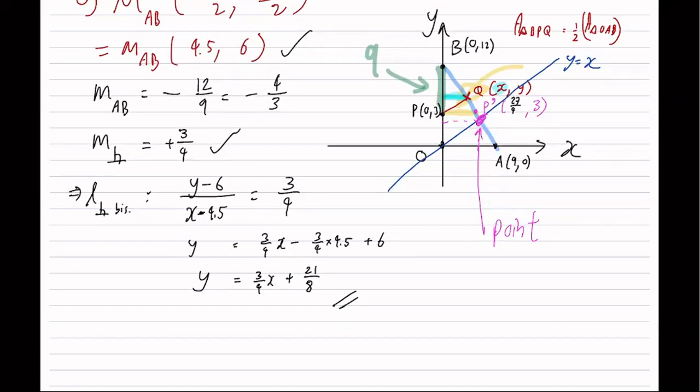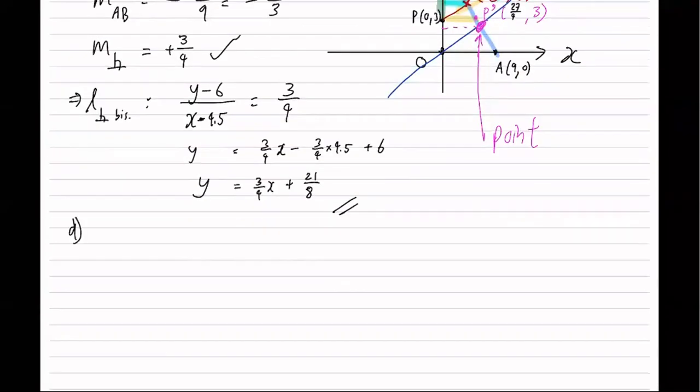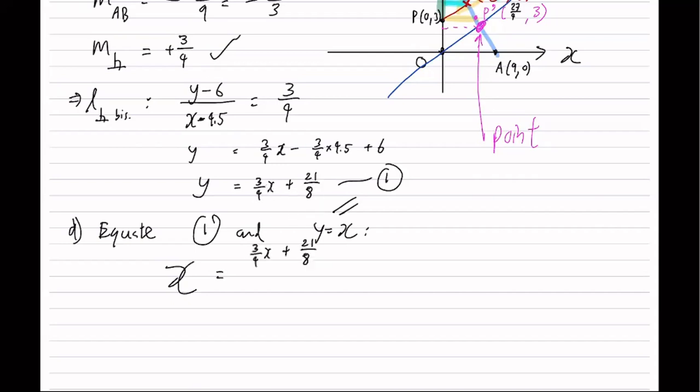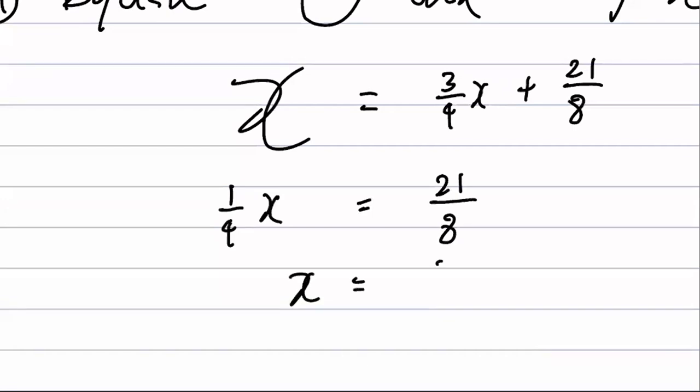Sorry, I forgot to label y, x. So what part are we at already? Part D, is it? So equate. I'll call this line 1. Line 1 and y equal to x. So we end up with x equals 3/4 x plus 21/8. Solving, 1x minus 3/4 x, left with 1/4 x on the left, equals 21/8. Solve for x: times 4, 21/8 multiplied by 4 is 21/2.